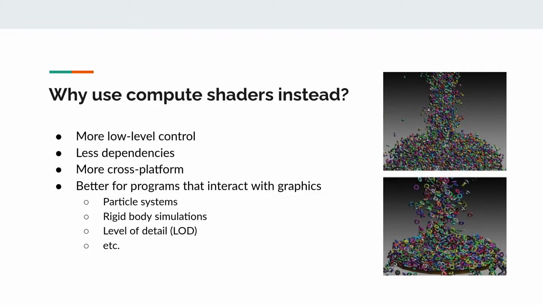it's better for programs that interact with graphics directly. For example, particle systems, rigid body simulations, and level of detail implementations. Because with other frameworks, you will need to switch the context every time you want to use the GPU for general purpose programming. But with compute shaders, you can stay in the same OpenGL or Vulkan context.